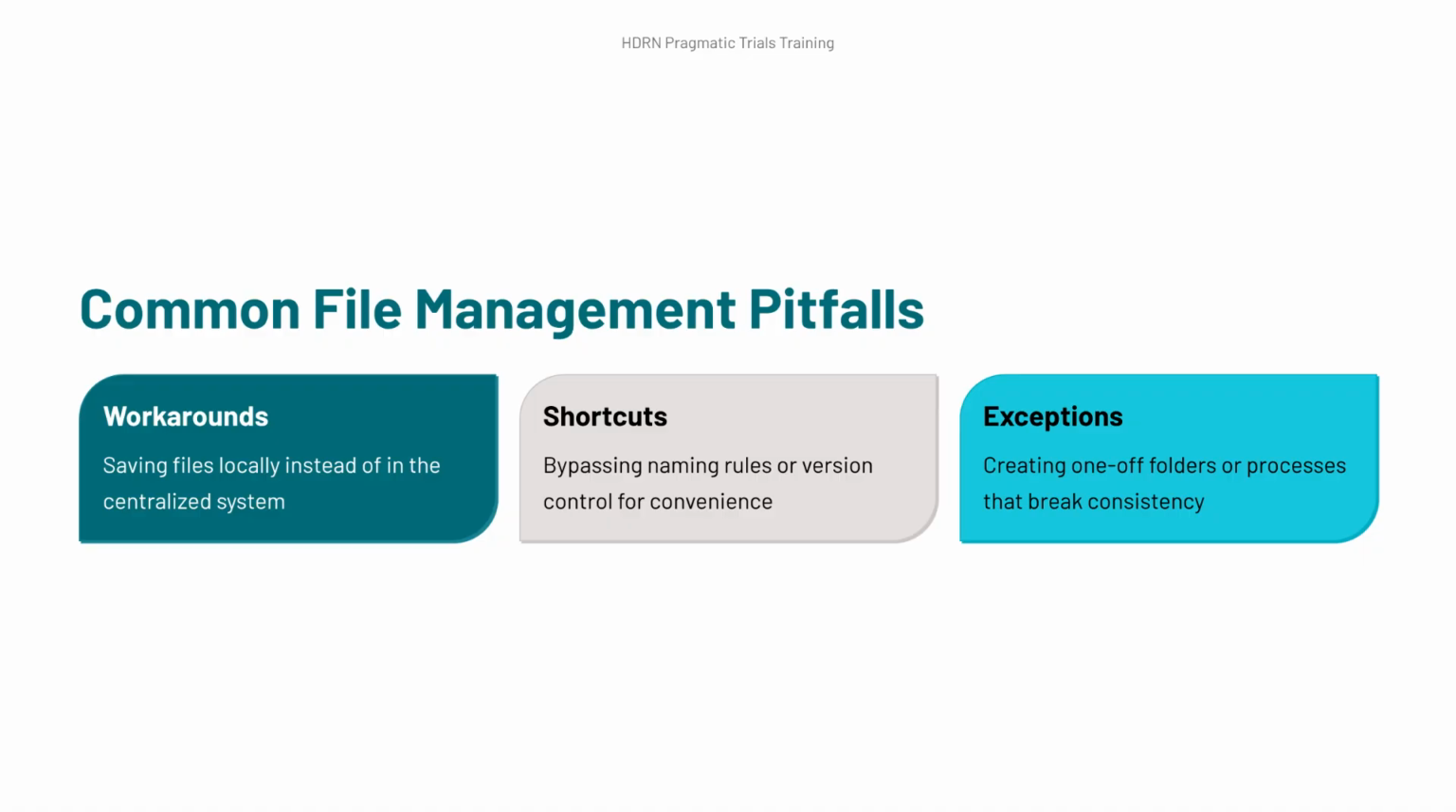Common file management pitfalls usually start with workarounds, shortcuts, and exceptions. Saving files locally instead of in the centralized system, bypassing naming or version rules for convenience, or creating one-off folders all undermine system integrity. When these behaviors show up repeatedly, they're a signal, not just a compliance issue. It often means training needs reinforcement, or SOPs need to be revisited and updated to better support how work is actually happening.